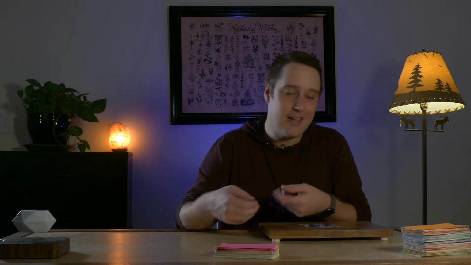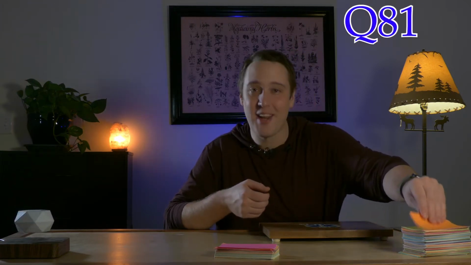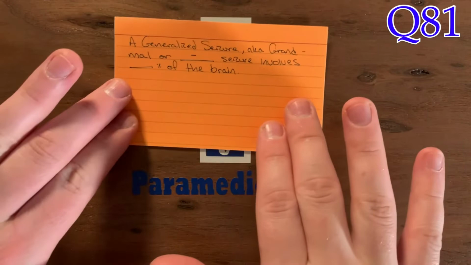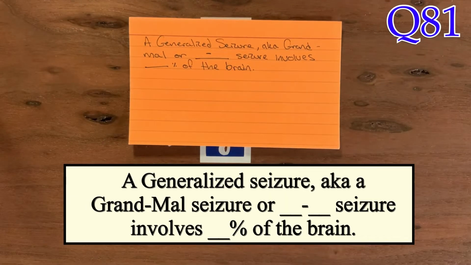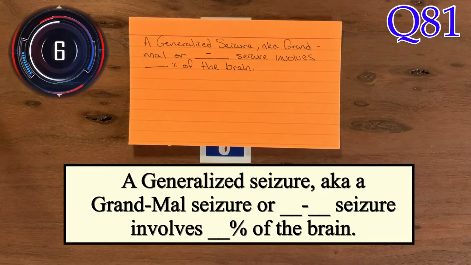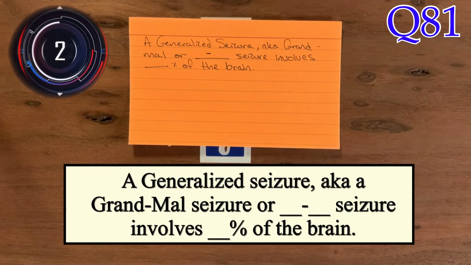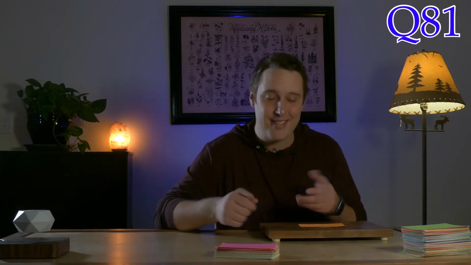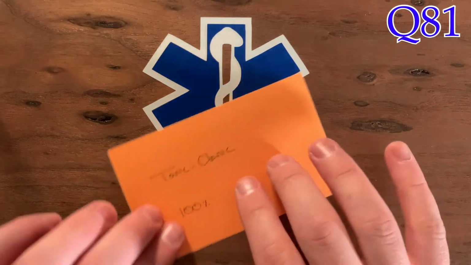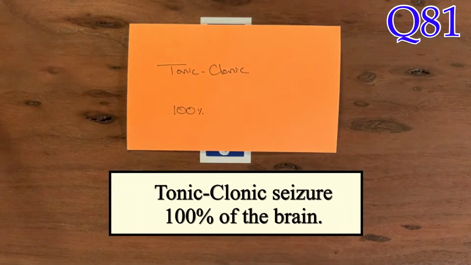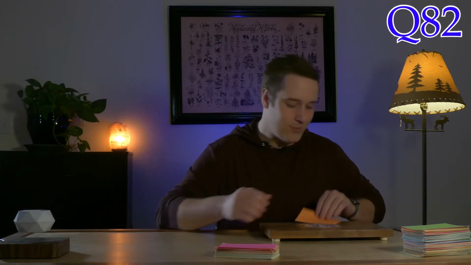Alright guys, thanks again for joining, and let's jump right back into the flashcards with question 81. A generalized seizure, aka a grand mal seizure or blank seizure, involves blank percent of the brain. So a generalized seizure or a tonic-clonic seizure involves 100% of the brain. Moving on to question 82.